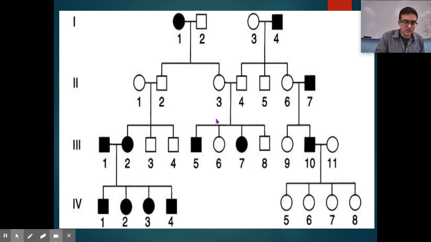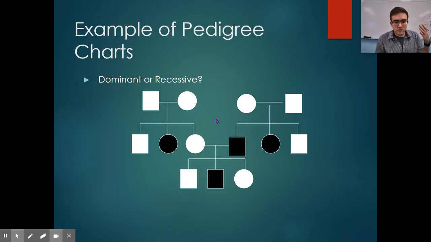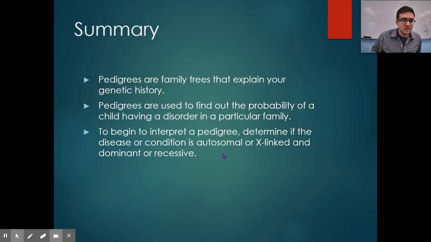So it's recessive. Is this one dominant or recessive? Well, neither parent has it, but we see it appear in the offspring. So it's recessive. So in summary, pedigrees are family trees that allow us to make predictions about the inheritance of a certain trait.